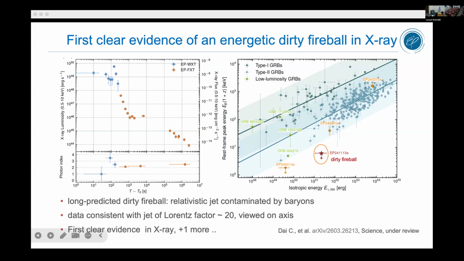And put it into the Amati relation again. So this is the supernova one, EP240414A, here, and this is this target. It's also deviated from the relation. So it's much softer than the Amati relation. And this is the first evidence of such kind of events.